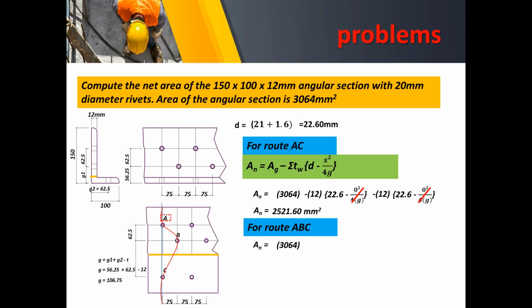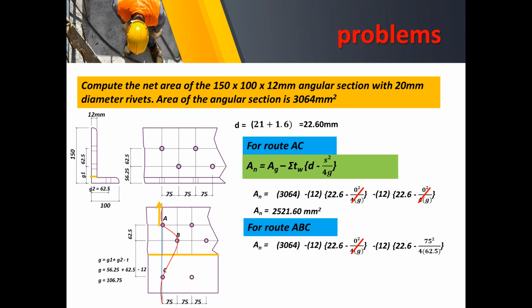So first we have the bolt at A. There will be no pitch distance. So minus the thickness times D prime. Okay, so this expression is cancelled. So moving on to the bolt B. Coming from A, there will be a pitch distance 75 millimeter and a gauge distance of 62.5. So that shall be multiplied to your thickness and incorporated in the calculation of your D prime.